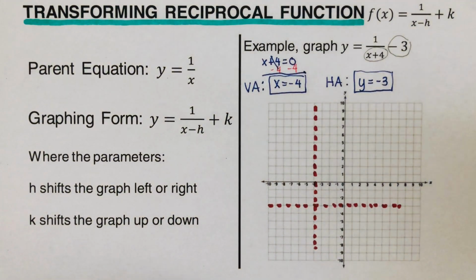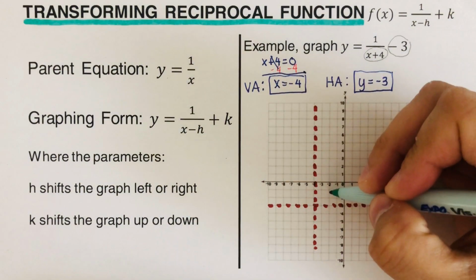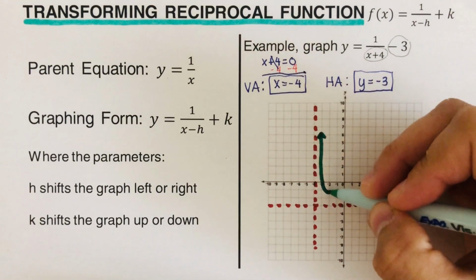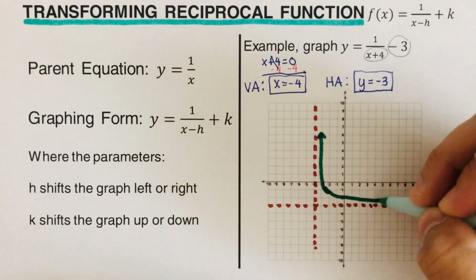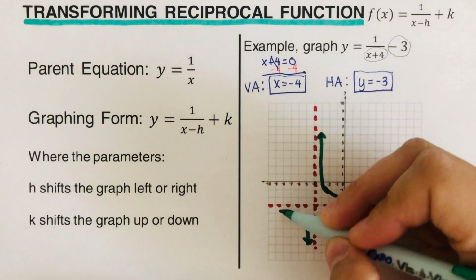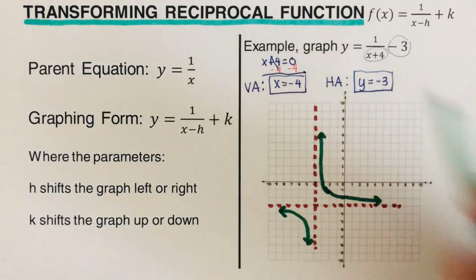Now to draw the graph, we remember that the graph gets closer and closer to the asymptote, but will never touch it. So we can go ahead and sketch the graph this way. So this is the graph of y equals 1 over x plus 4 minus 3.